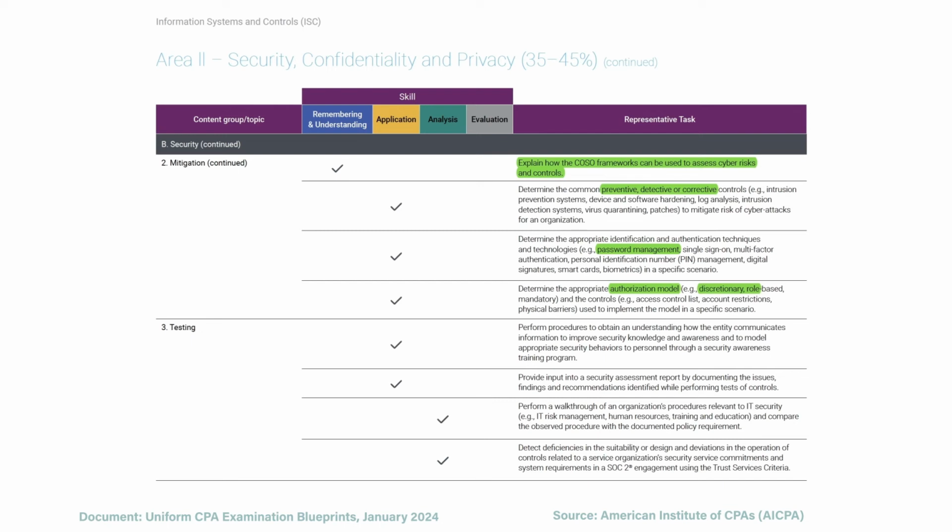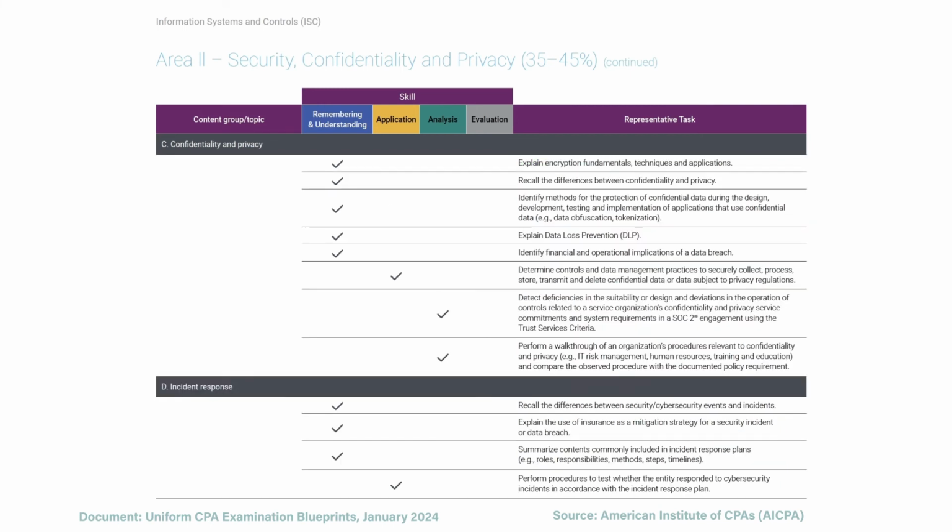So then we go into the testing section. This is where we test to ensure that our approaches for mitigating risks are appropriate. So we'd perform procedures to obtain an understanding of how the entity communicates information to improve the security knowledge and awareness. We would provide input into a security assessment report, documenting the issues, and perform a walkthrough of all of their procedures. We're simply testing their approach for mitigating their risks.